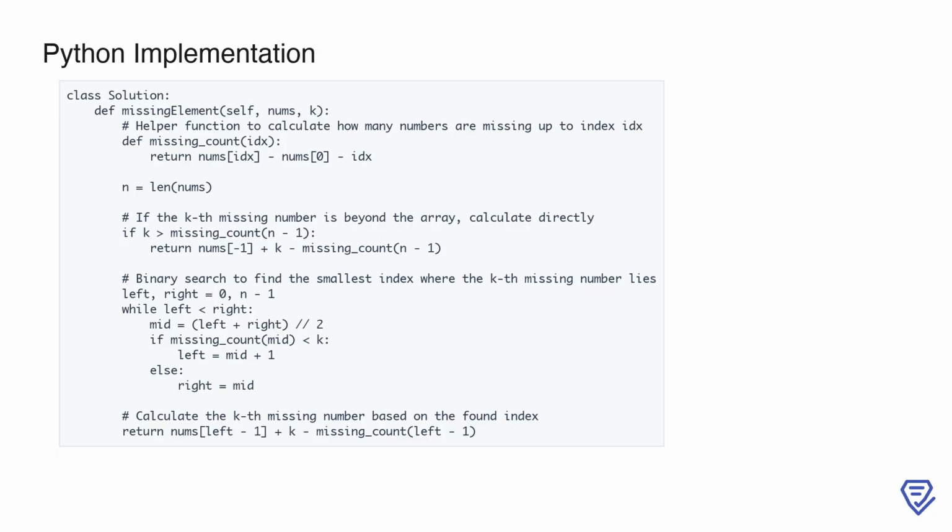5. Final calculation. After determining the correct index, the kth missing number is calculated using the formula nums[left - 1] plus k minus missing_count(left - 1). This computes the missing number based on the previously found index. This approach is efficient, with a time complexity of O(log n) due to binary search, making it suitable for large input sizes. The code handles edge cases, such as when the kth missing number is beyond the last element of the array, ensuring robustness and correctness.